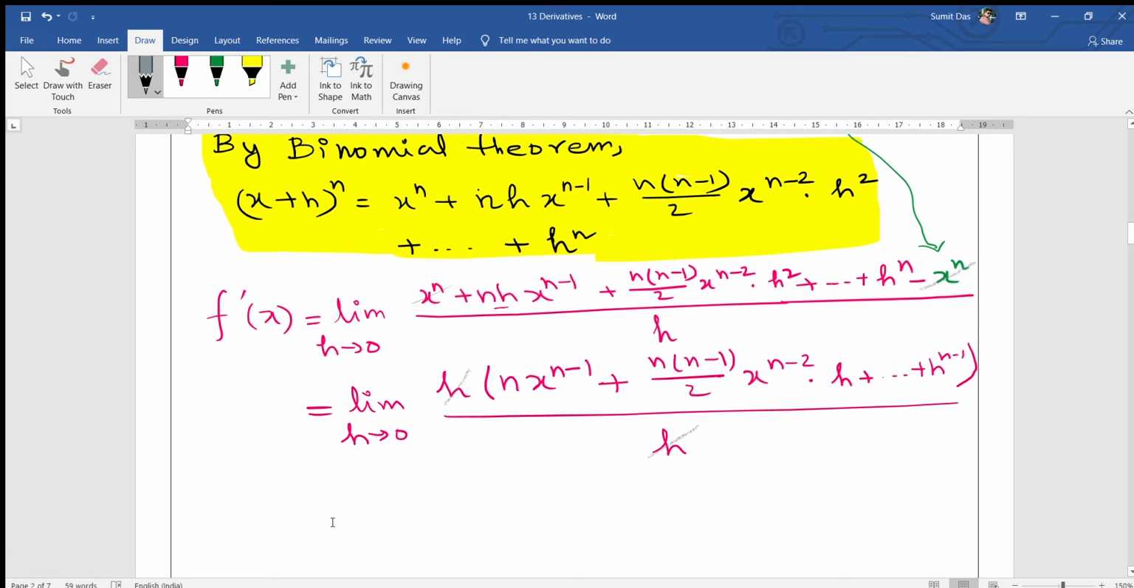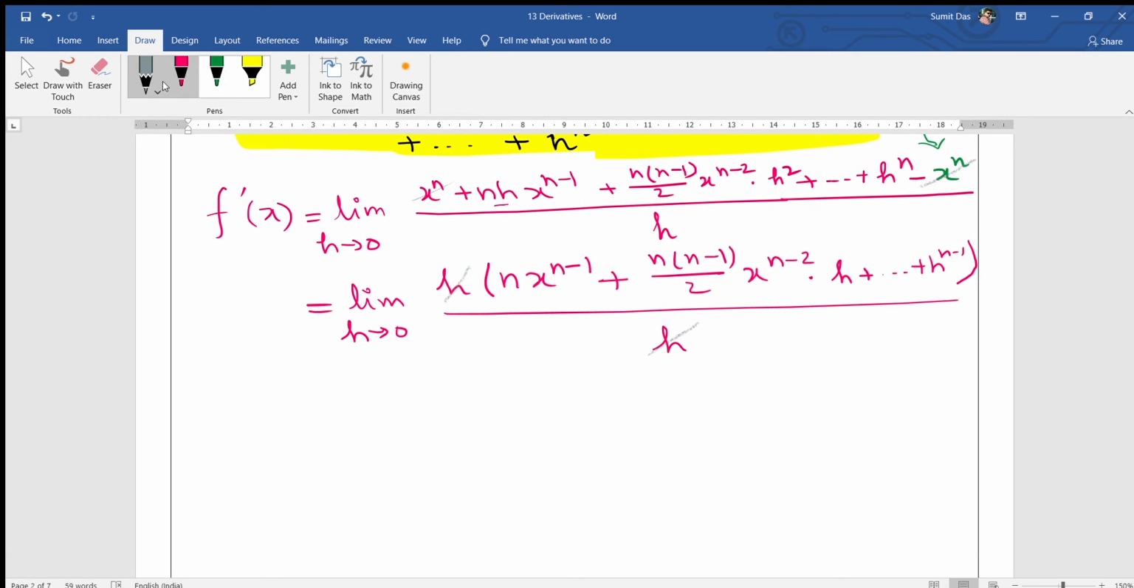Now, if you see the denominator, every term has h except the first term. Is it clear? The first term doesn't have any h. Inside this one, the first term doesn't have h. So, okay, I'm writing again. Limit h tends to 0.